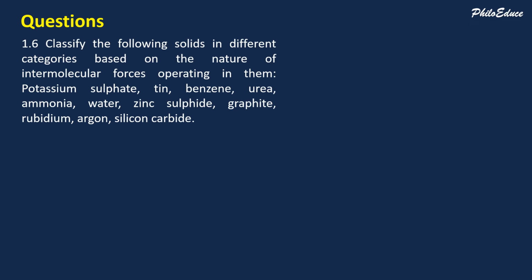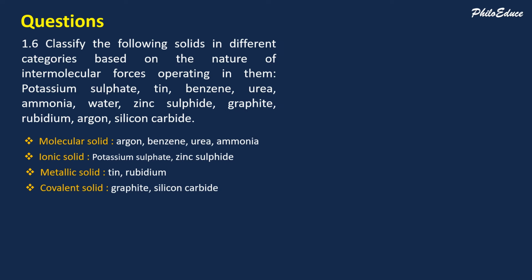Classify the following solids in different categories based on the nature of intermolecular forces operating in them: potassium sulfate, tin, benzene, urea, ammonia, water, zinc sulfide, graphite, rubidium, argon, silicon carbide. We can classify them into molecular solid, ionic solid, metallic solid, and covalent solid categories.